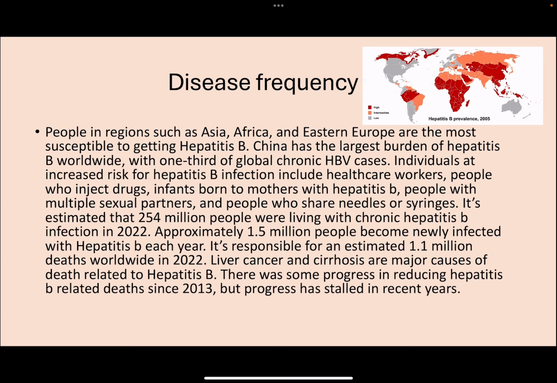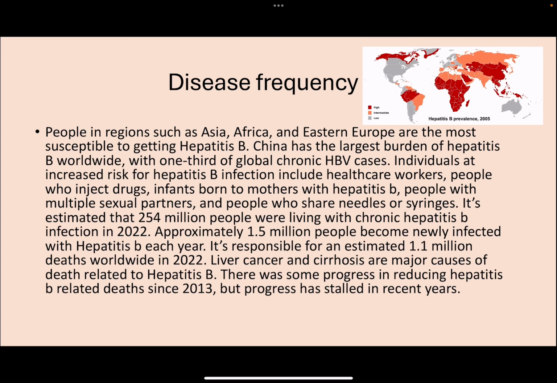It's estimated that 254 million people were living with chronic hepatitis B infection in 2022. Approximately 1.5 million people become newly infected with hepatitis B each year. It was responsible for an estimated 1.1 million deaths worldwide in 2022. Liver cancer and cirrhosis are major causes of death related to hepatitis B. There was some progress in reducing hepatitis B-related deaths since 2013, but the progress has stalled in recent years.